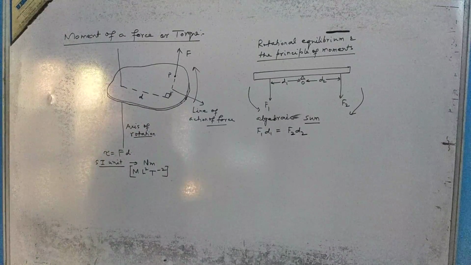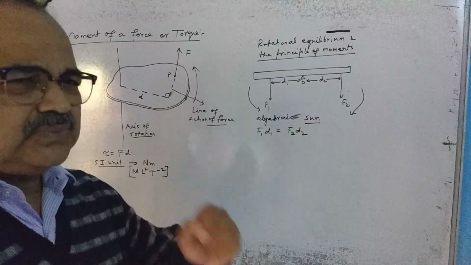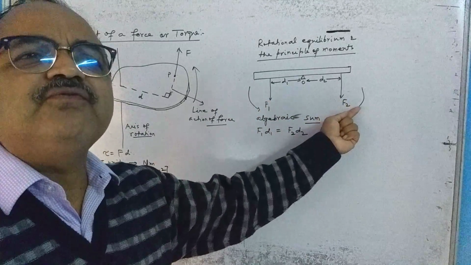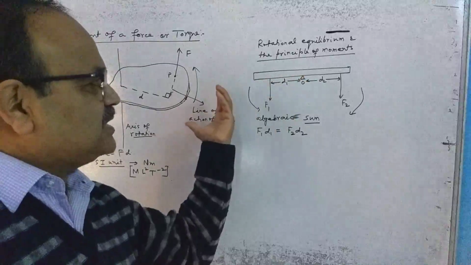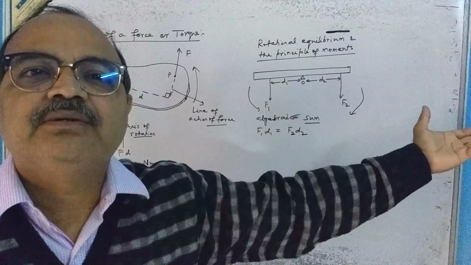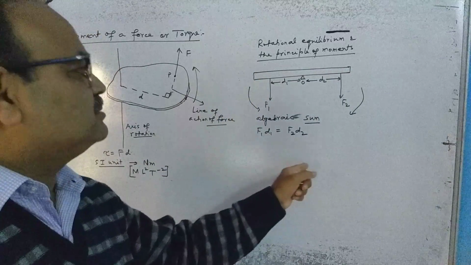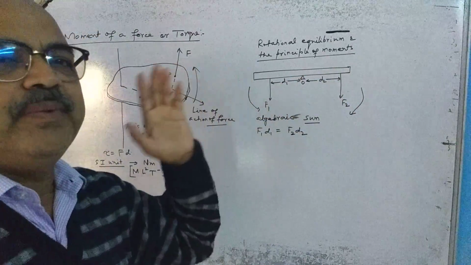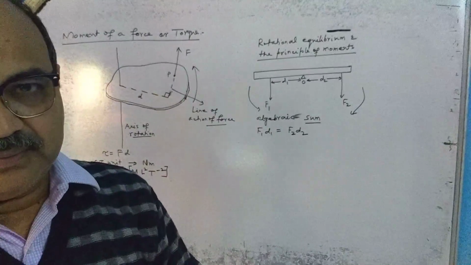Sum of clockwise moments. Why is it saying sum? Because it is not necessary that there is only one force on this side and one force on this side. There may be a number of forces on the left side and a number of forces on the right side. All the forces will be taken into account. But the total moment on this side should be equal to the total moment on this side. That is, the clockwise moment and anti-clockwise moment should be equal.